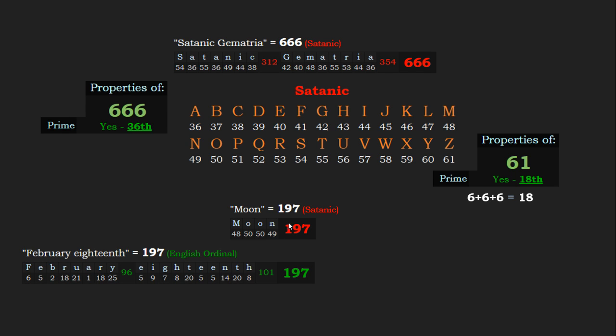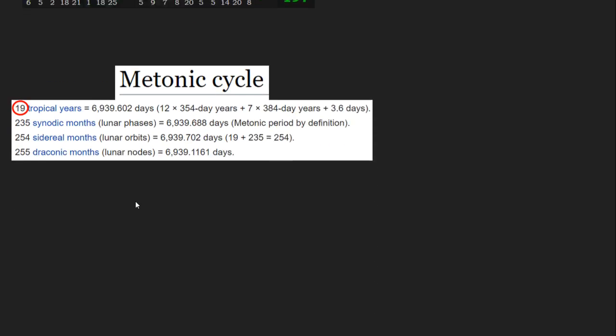The word moon in this cipher equals 197. Remember, this was the ordinal value of February 18th, the date written 218, which is the Hebrew value of moon. Perhaps the most important thing to understand about the moon and its numerology is something called the Metonic cycle. The Metonic cycle is a period of 19 years that syncs up almost perfectly with 235 lunar phases.